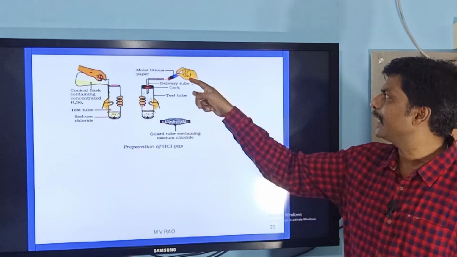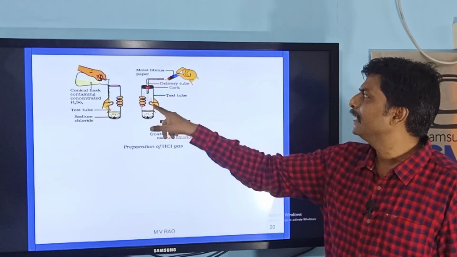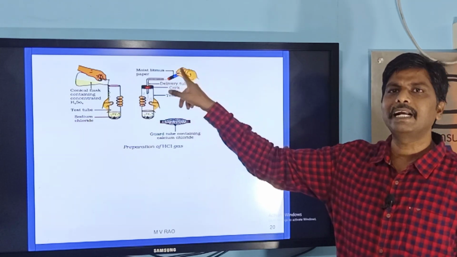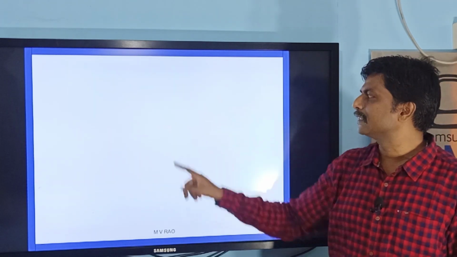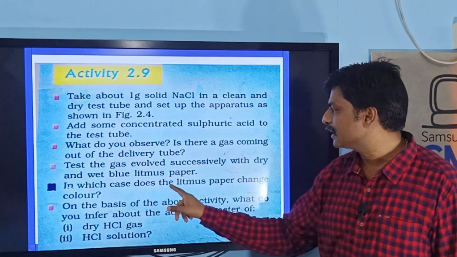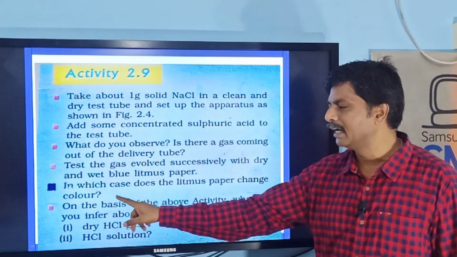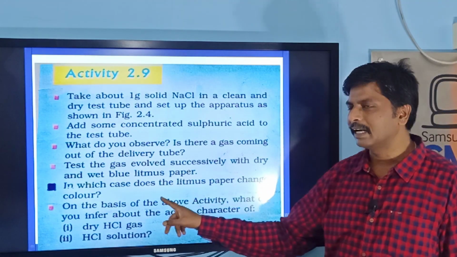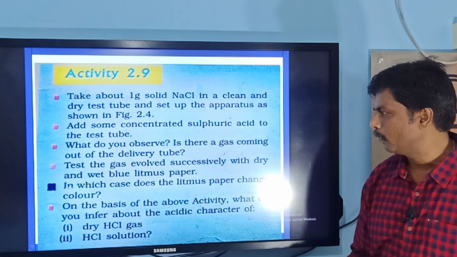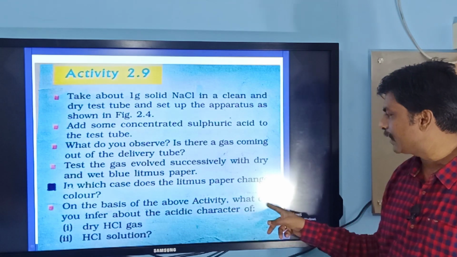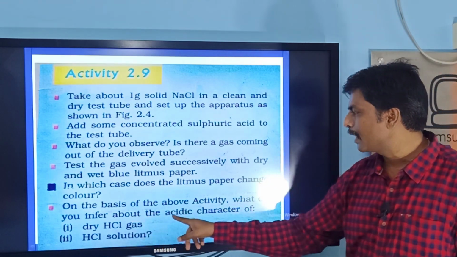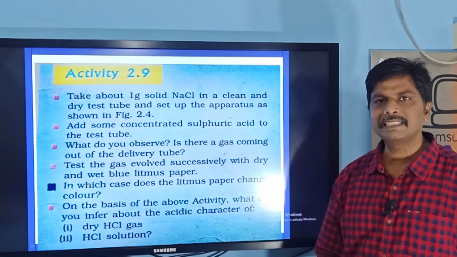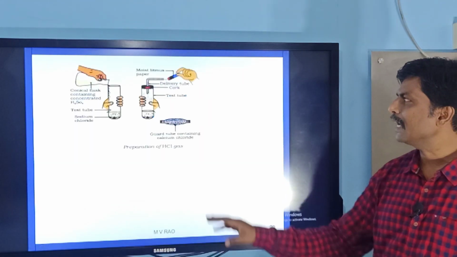So like this, you keep one dry litmus paper near this gas, and after that one wet litmus paper. What are the color changes? In which case does the litmus paper change color? That is the observation you have to make. On the basis of the above activity, what do you infer about the acidic character of dry HCl gas and HCl solution?